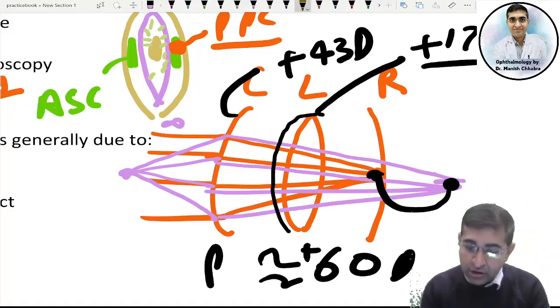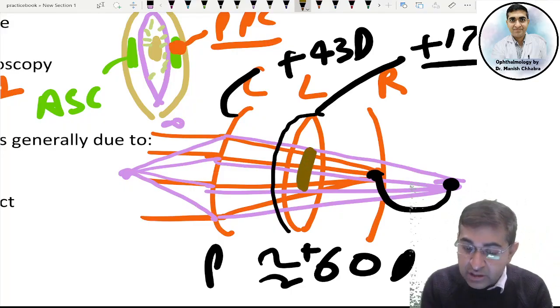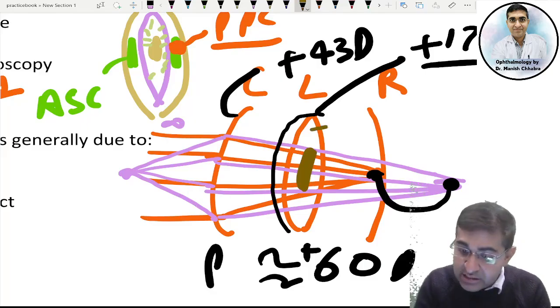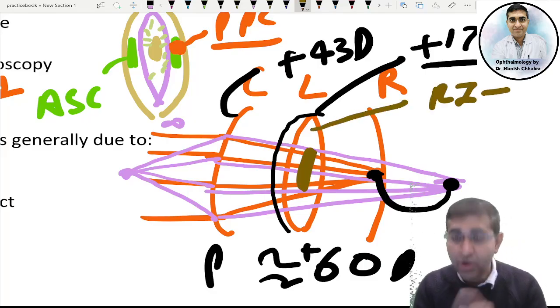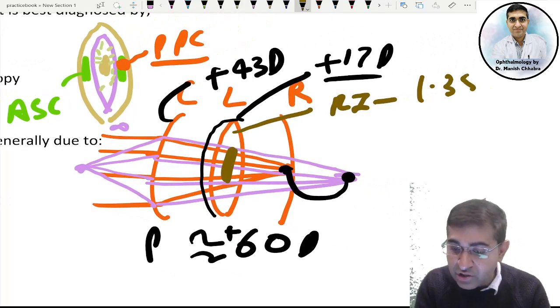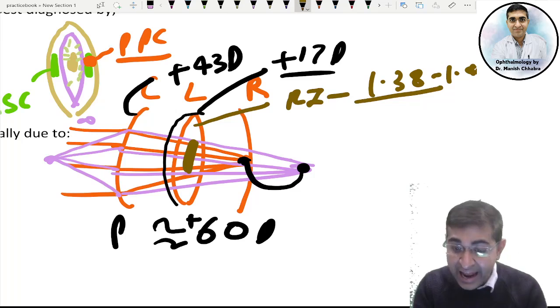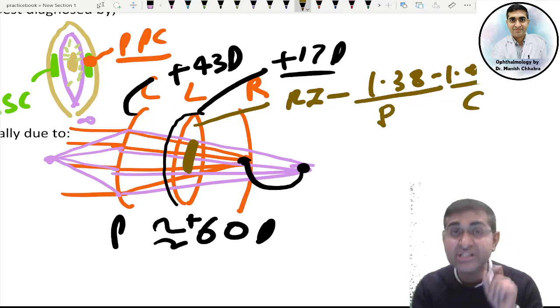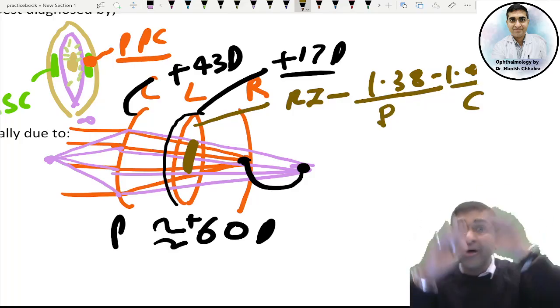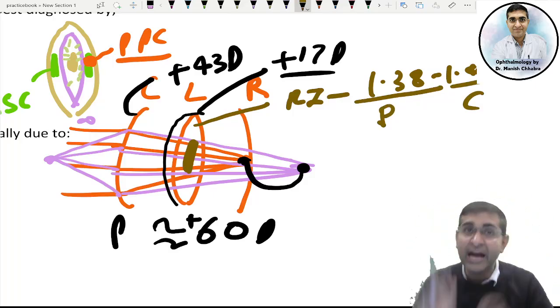Okay, now what happens is, suppose there is nuclear cataract. Yes, now what is the refractive index of the lens? So it is 1.38 to 1.40, where 1.38 is that of the periphery of the lens and 1.40 is that of the center of the lens. That means the cortex is 1.38, and 1.40 is that of the nucleus.